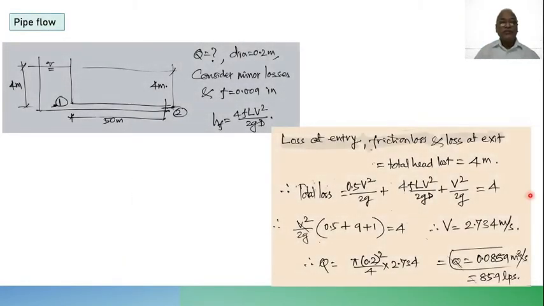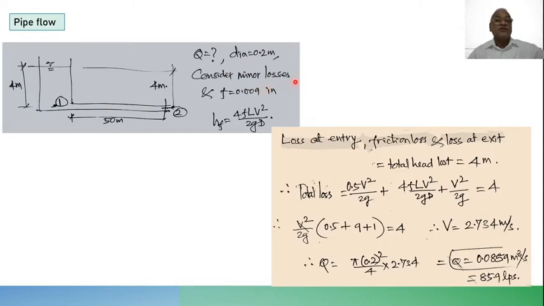There is one more question here. You can study here: there is 4 meters of water standing in a reservoir, and then there is a pipe running for a distance of 50 meters, right? And what is asked is, what is the discharge when the diameter of the pipe is given as 0.2 meters?